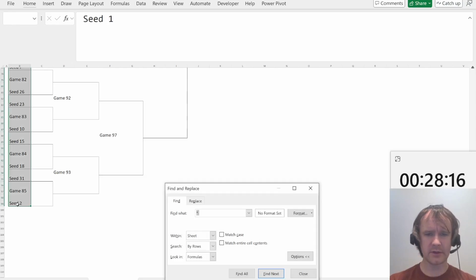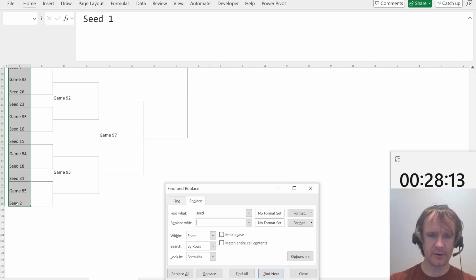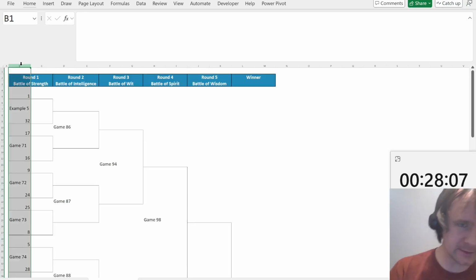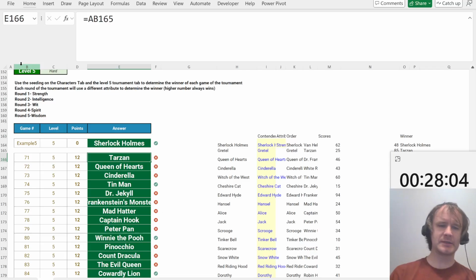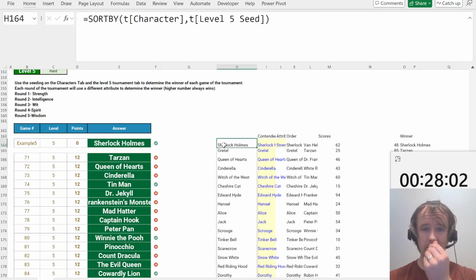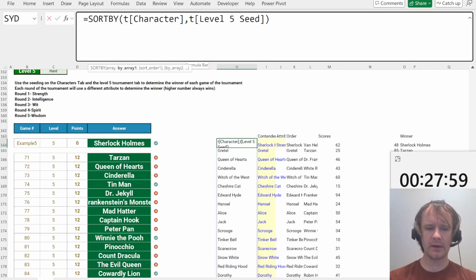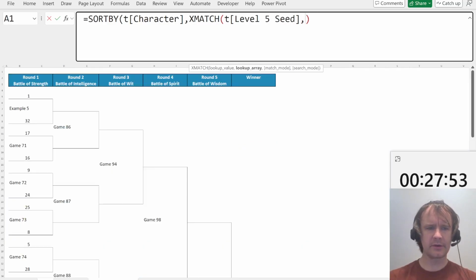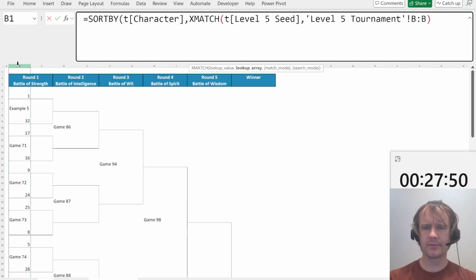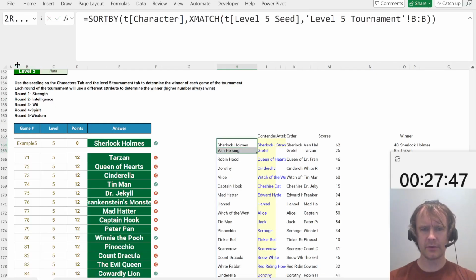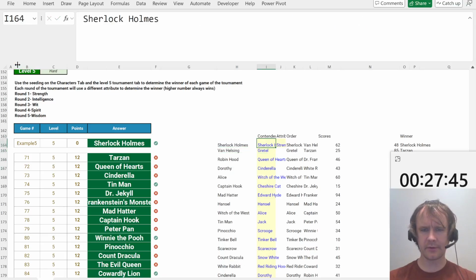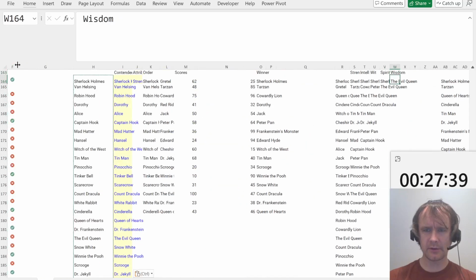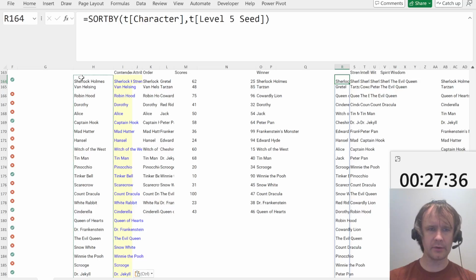Okay, so fine. Let's take the word seed out of here. This is the challenge when you did a case before and you remember a way you did it, but you don't remember the details. You think you could just make it simple. Okay, so we're going to start by sorting by X match T level 5 seed against this. And that gives Holmes versus Van Helsing, Robin Hood versus Dorothy as the second round. Okay, so then put that there. That changes a lot of things, and hopefully now, yeah, we can take this.